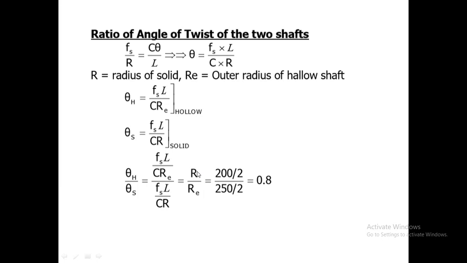Here R is the radius of the solid shaft, RE is the outer radius of the hollow shaft. Since both diameters are known, or you can take it in terms of radius, R is equal to D by 2. You can take the values, diameters are known, so you get the ratio as 0.8 here. One more thing you can observe here is that the angle of twist, or stiffness, of the hollow shaft is 0.8 times that of the solid shaft in this case.